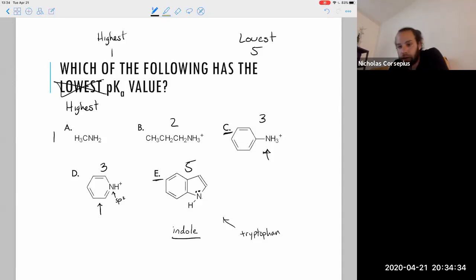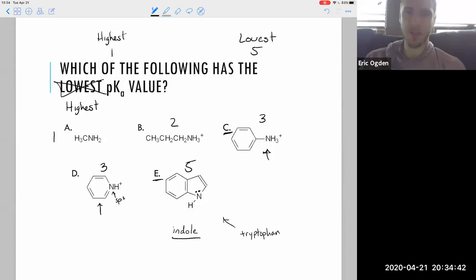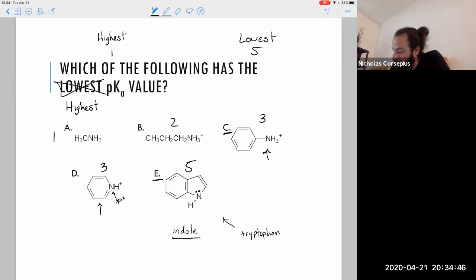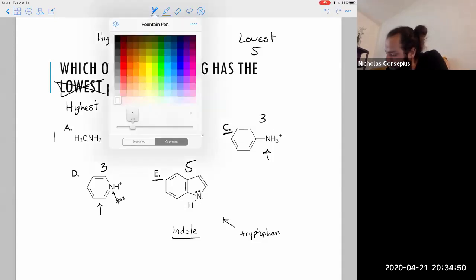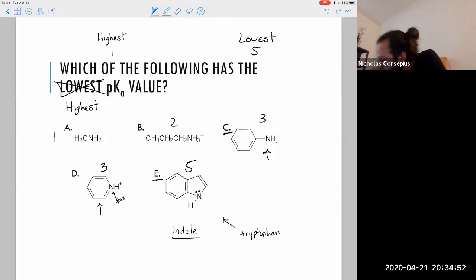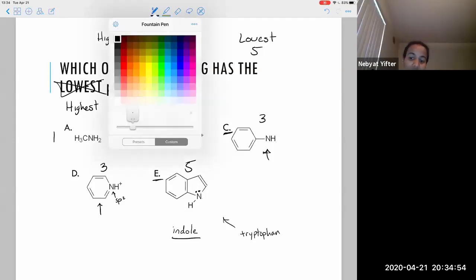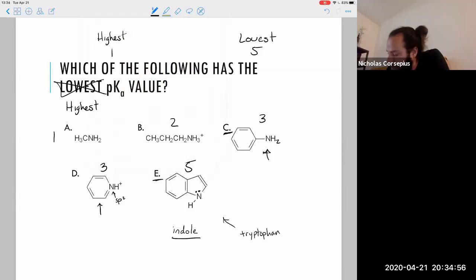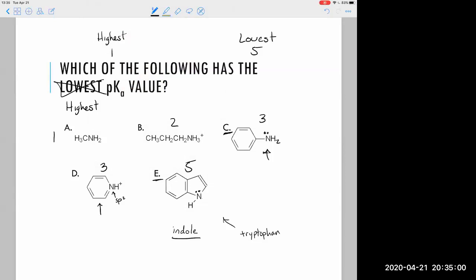I'll give you $1 million if you can see why E would be that much more stable than C when it's deprotonated. Anybody? Well, it has the double bond. So it's got a double bond, but similar to this. So why, if we're going to compare again, C. Is it because of secondary amine? It's not the secondary amine. Lax hydrogen. No.